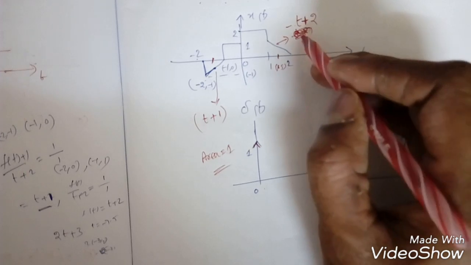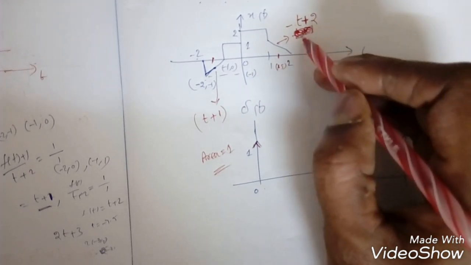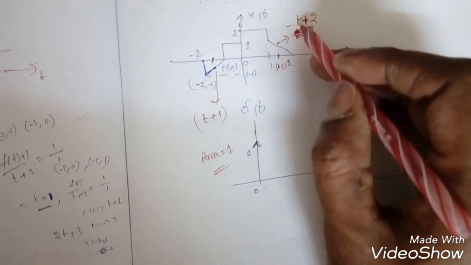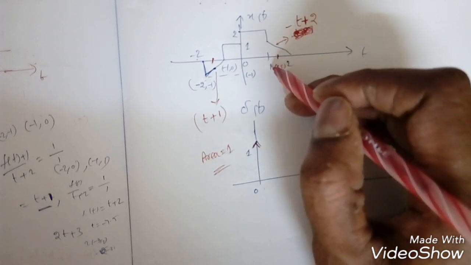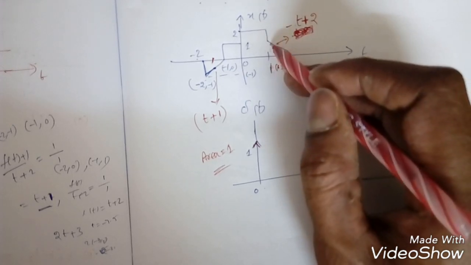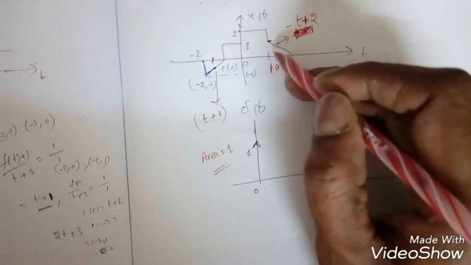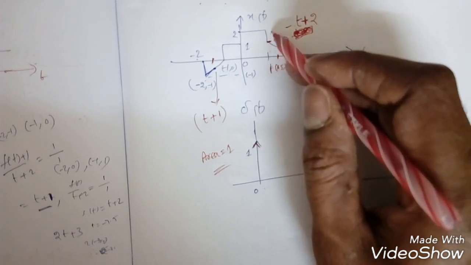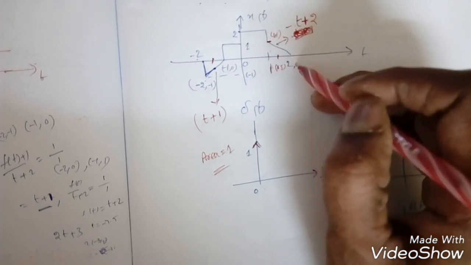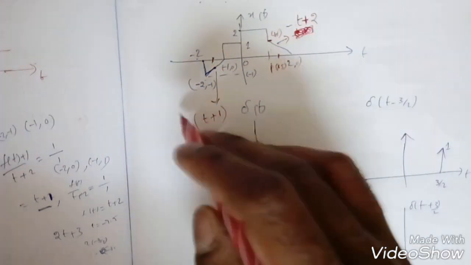Now at t equal to 1, minus 1 plus 2 we will get 1, and at t equal to 2 we will get 0. So this is also one trial and error method to find the expression, or we can say the normal procedure: at this point the amplitude is 1 and the x-axis is also 1, so 1 comma 1 and 2 comma 0, then you can find the expression.